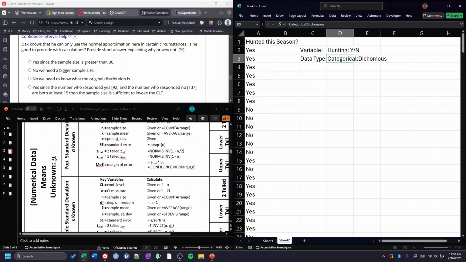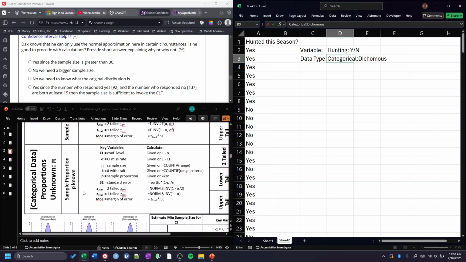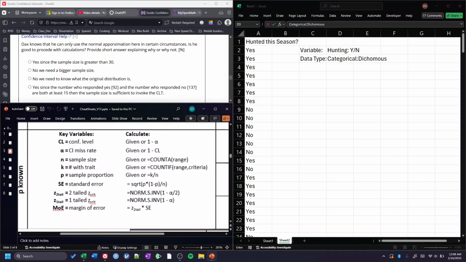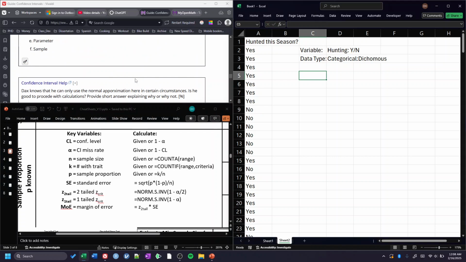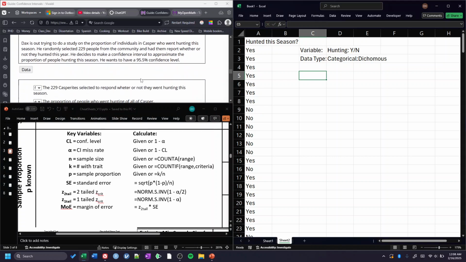So first things first, are we dealing with numerical data? Well, we said no, we're dealing with categorical. So we're going to jump down to our categorical section, and now let's jump into our key variables. Let's see what we've got. The confidence level was our first one. I think it's back up in here. We want to have a 99.5. So let's do confidence level equals 0.995, 99.5%. We know then that our alpha level is going to be equal to 1 minus that confidence level.